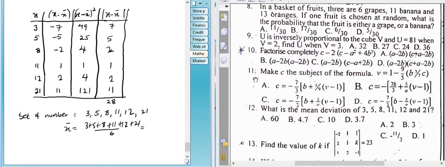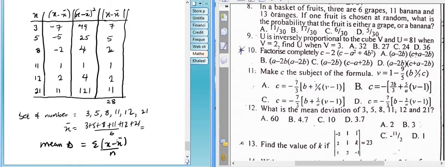Okay, so because of time factor, we summarize question 12. That is, what is the mean deviation of these numbers? So the mean deviation is given as the summation of the absolute value of x minus x bar, all over n. Okay, so we know that the total number in that set of numbers is 1 2 3 4 5 6, so we have n as 6.